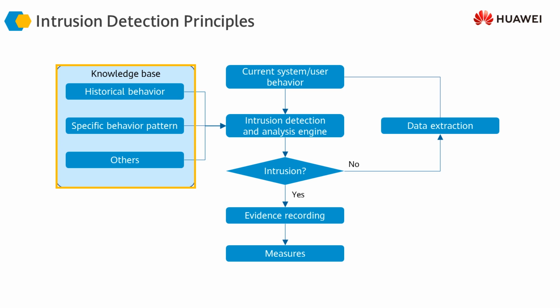The traffic is coming in, it is looking at the traffic, comparing it to the knowledge base which contains the information about historical behavior, specific behavior patterns of different users and other pieces of information. It does an analysis on the traffic based on the information it is getting from the knowledge base, and if it is an intrusion, it is going to record the evidence and take appropriate measures, for example informing the network or security administrator or requesting the firewall to block the traffic, or whatever measures have been configured. It is going to take those measures and detect the intrusion.